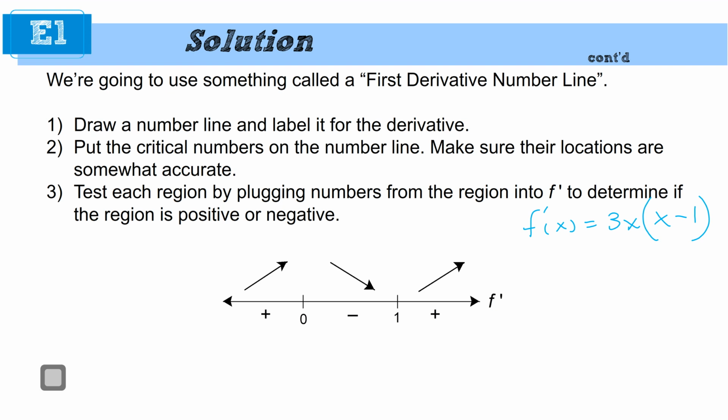What's a good number to pick in the second region? 1/2 works great. Positive value, positive times negative is negative. And then to the right of 1, 2 would be fine. Positive times a positive gives you positive.